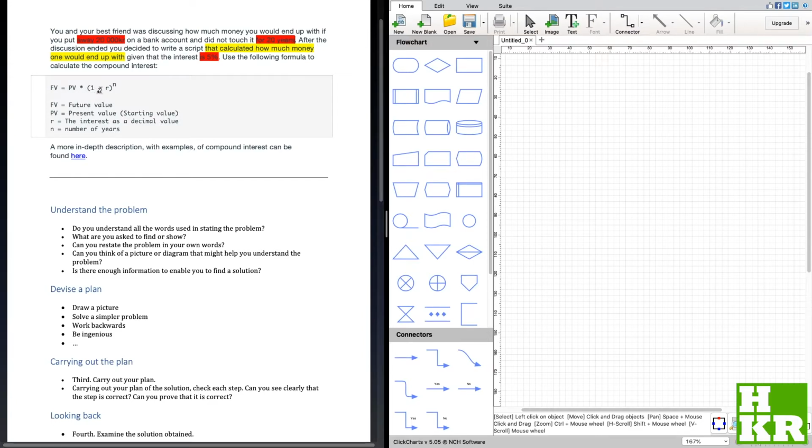1.05 is going to be raised to the power of, what was n? It was 20, so it's raised to the power of 20. When we have calculated that, we multiply it with 20,000. All right, so we have figured out what we are supposed to do and that we have enough information to do it. Now it's time for us to devise a plan.